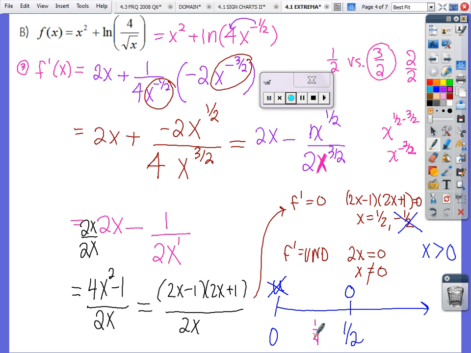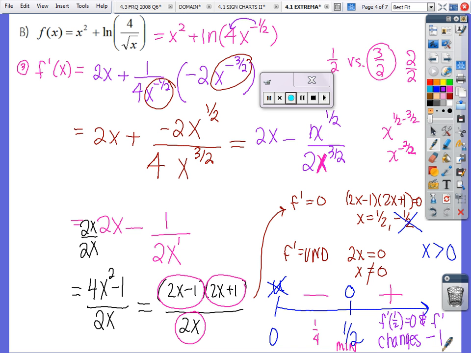And 1/4 would cause this term to be negative, this term to be positive, and this term to be positive, which is a negative. Put in 1,000, and I would have positive times positive divided by a positive. So here we go. We have a minimum right here. And my reasoning would be, f prime of 1/2 equals 0, and f prime changes negative to positive. All right, so that would be what I would make you do after finding the derivative.